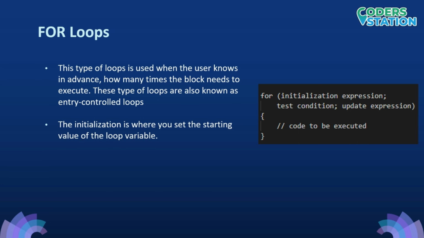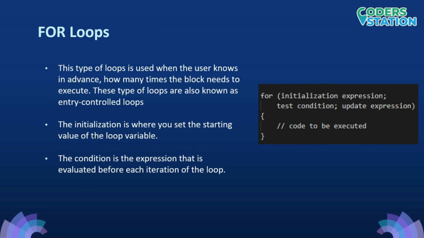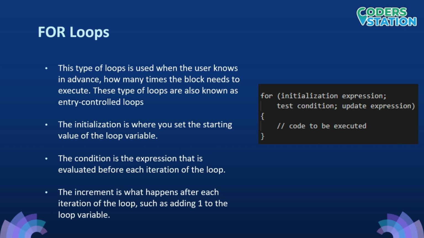So there are 3 main parameters to the loop, namely the initialization, the test condition, and the counter, as you see in the syntax. So first, the initialization. It is where you set the starting value of the loop variable. Then the condition is the expression that is evaluated before each iteration of the loop. And lastly, the increment is what happens after each iteration of the loop, such as adding 1 to the loop variable, and the loop continues.